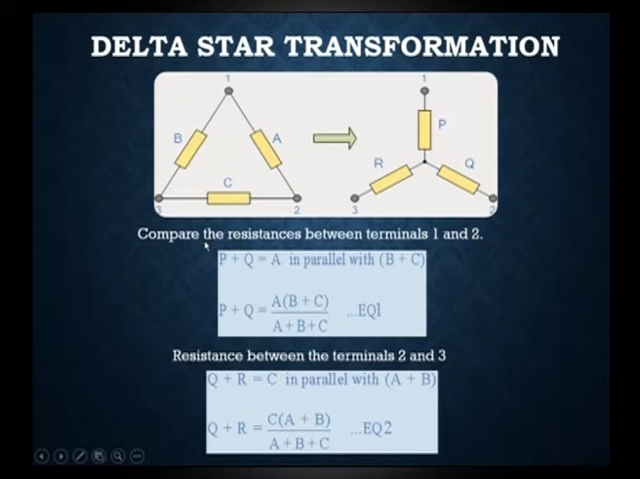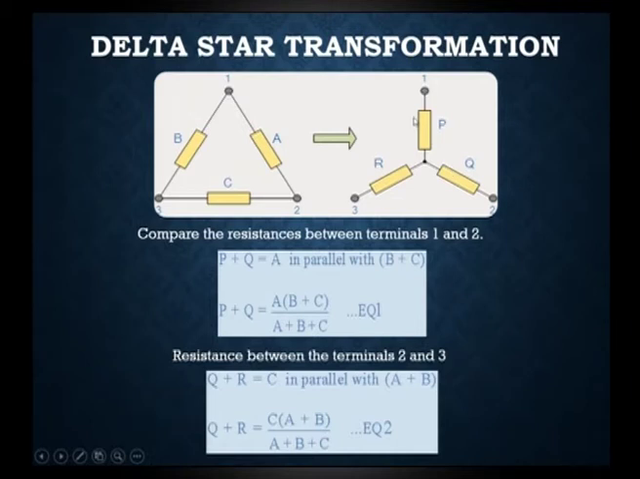So, comparing the resistance between terminals 1 and 2 gives P plus Q equal to A in parallel with B plus C. P plus Q is the star formation that we get from the delta. In the sense that P plus Q in series will be equal to A in parallel with B plus C. This can be written as P plus Q equal to A into B plus C divided by A plus B plus C. This forms equation 1.